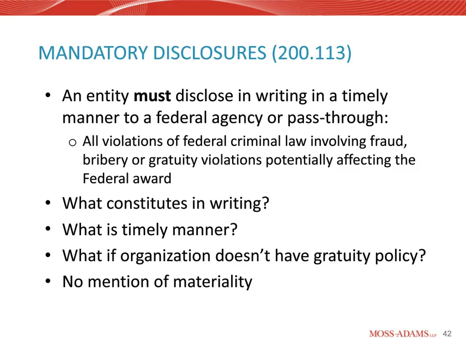Subpart B also includes some mandatory disclosures. The non-federal entity or applicant for a federal award must disclose in a timely manner in writing to the federal awarding agency or the pass-through entity all violations of federal criminal law involving fraud, bribery, or gratuity violations potentially affecting the federal award.